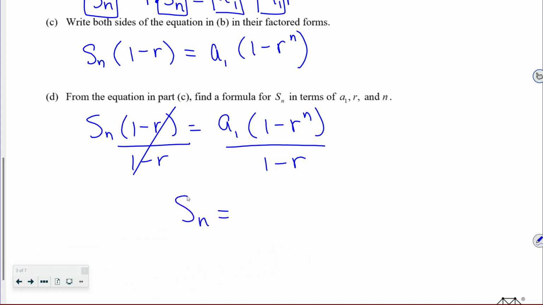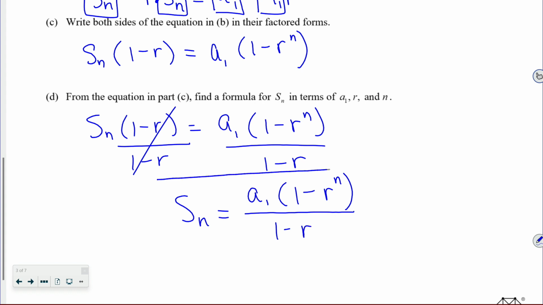The sum of a geometric series can always be found by taking the first term of the series, multiplying it by 1 minus the common ratio raised to the number of terms in the series, then divided by 1 minus the common ratio.